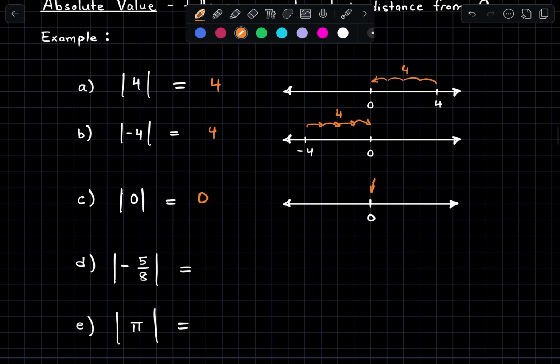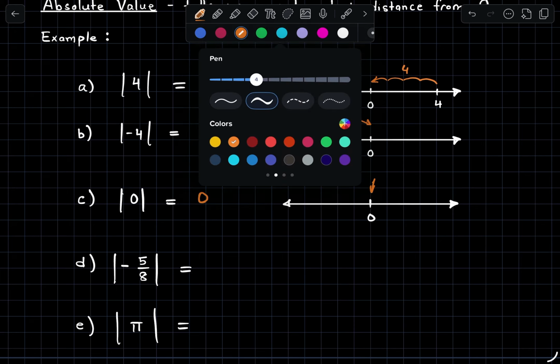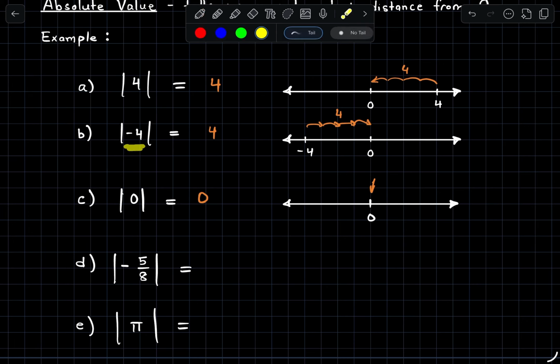You can consider even the absolute value of something like -5/8. Now, we already saw that for a negative number, its absolute value is just that number without the negative sign. The same thing is true for fractions. So -5/8 is 5/8 of a space away from 0. And even a number like pi. Okay, so pi is roughly the equivalent to 3.14, and it goes on forever. It's an irrational number, but it's still a real number. Its absolute value is itself. It is pi spaces away from 0.